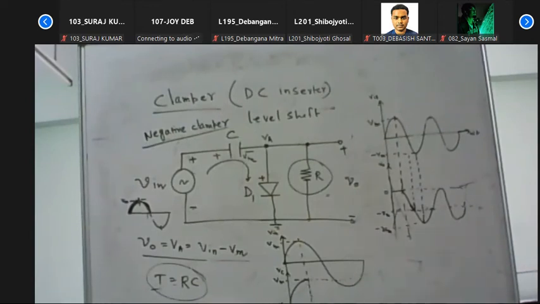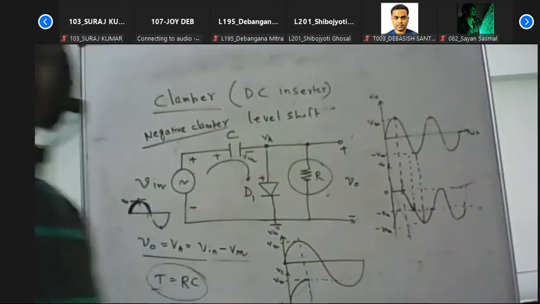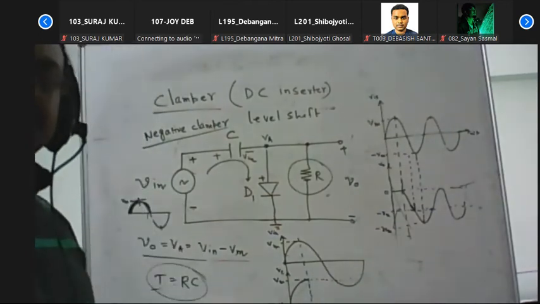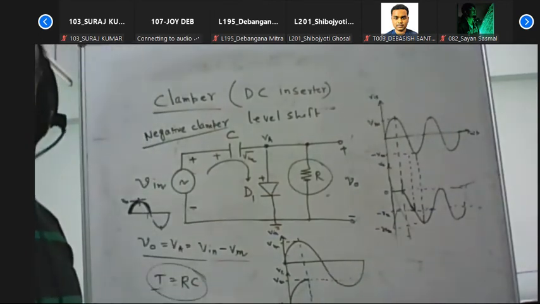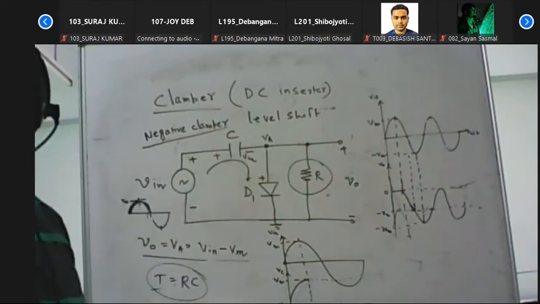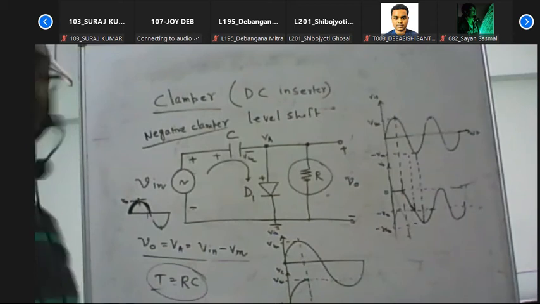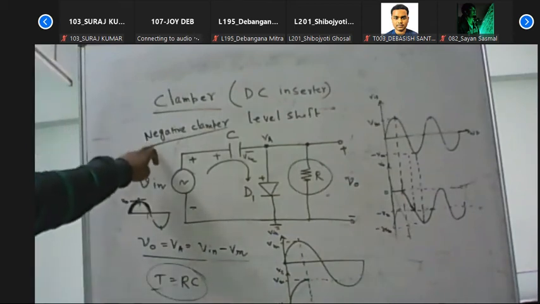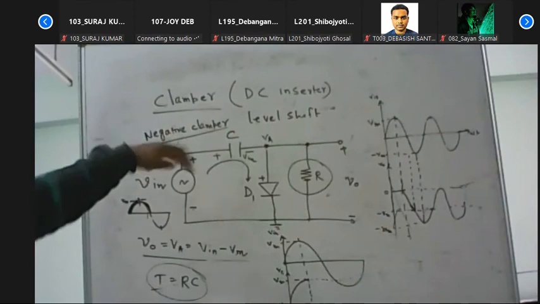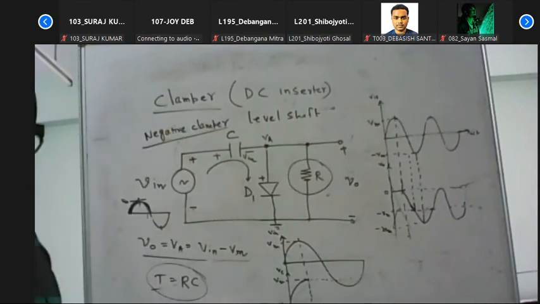Now we need to convert this negative clamper circuit to a positive clamper. What type of change is required in this circuit? So now we need to build up a positive clamper circuit. Here we can say that is a negative clamper. So now we need to draw a positive clamper circuit. Then what change is required in this circuit?